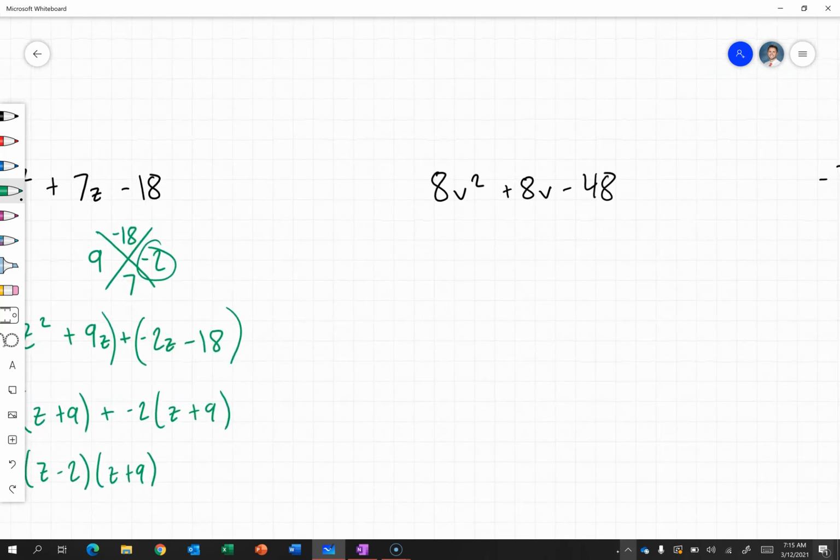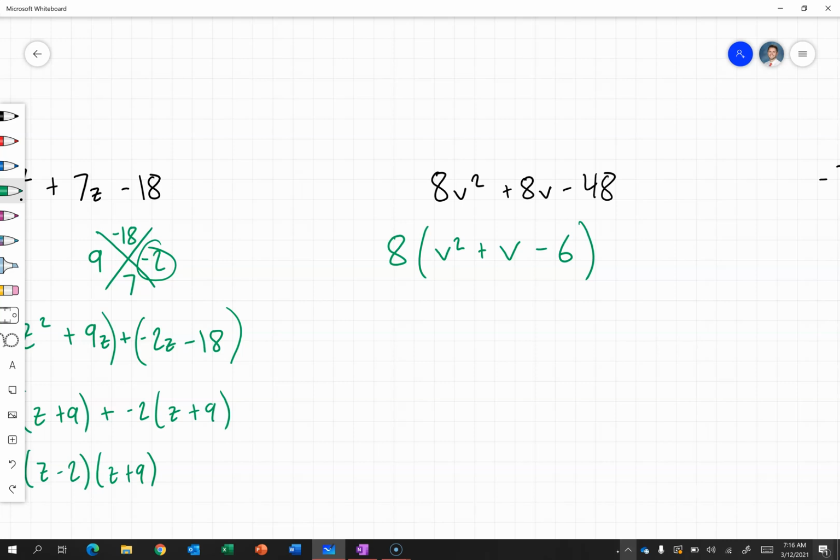All right. Looking at the next one, we have 8v squared plus 8v minus 48. We need to ask ourselves, is there a greatest common factor? Hopefully we can see that there is a greatest common factor of 8. So the first step is to factor that out. Okay, I know that that would factor out the 8. So 8 times v squared would be 8v squared, 8 times v would be 8v, and 8 times -6 would be -48. So now I've factored out that 8, and I can go ahead and do the rest of my problem.